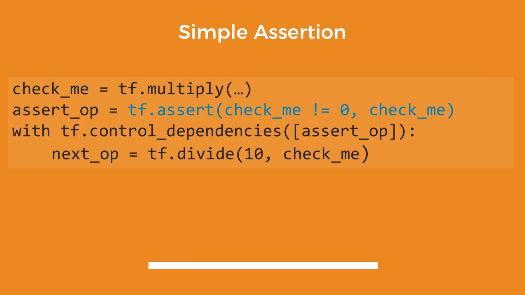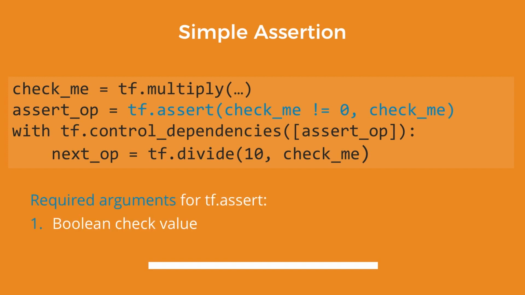So the way we do this is we have some assert op. We are asserting that check-me is not equal to 0. We're preventing it from being equal to 0 before running this divide operation. In such a way, we're preventing it from dividing by 0. So this is obviously a very simple example, but I want you guys to see that it's totally possible to add debugging assertions into your graph directly.